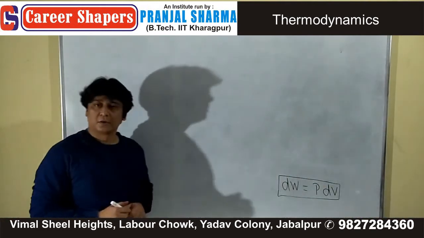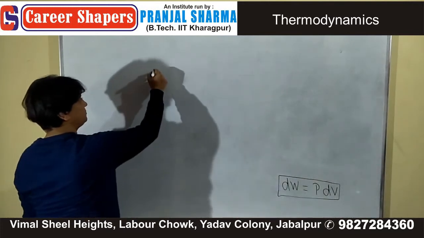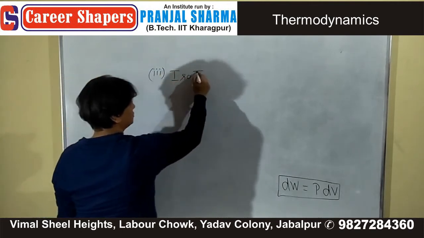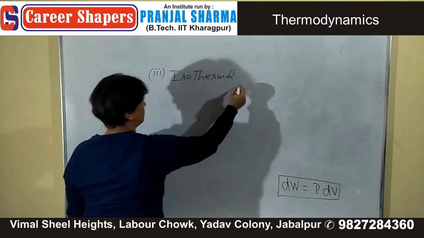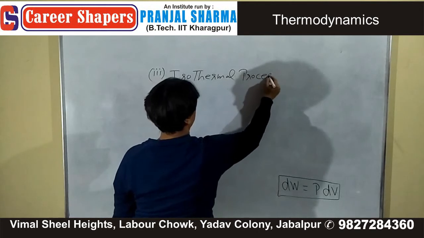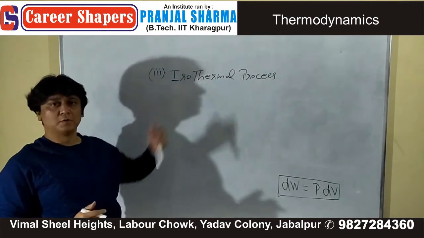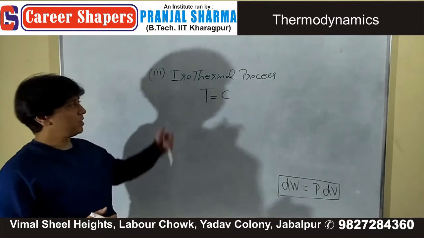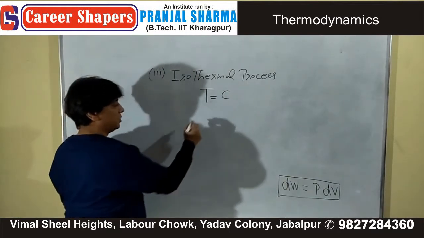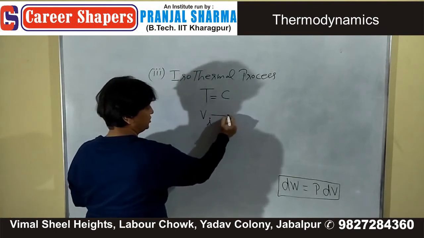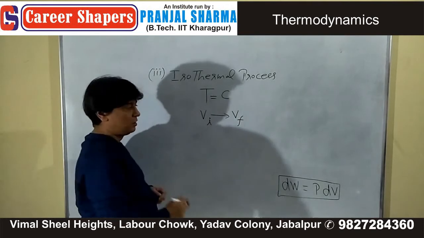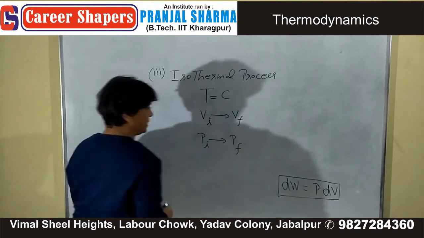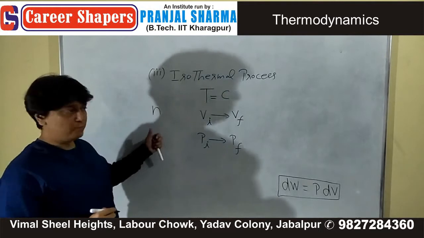Now let's see work for an isothermal process. Isothermal means what? Temperature is constant. The entire process you keep your temperature constant, and you are changing volume from V initial to V final, or pressure is being changed from P initial to P final. And as usual, we have got n number of moles.